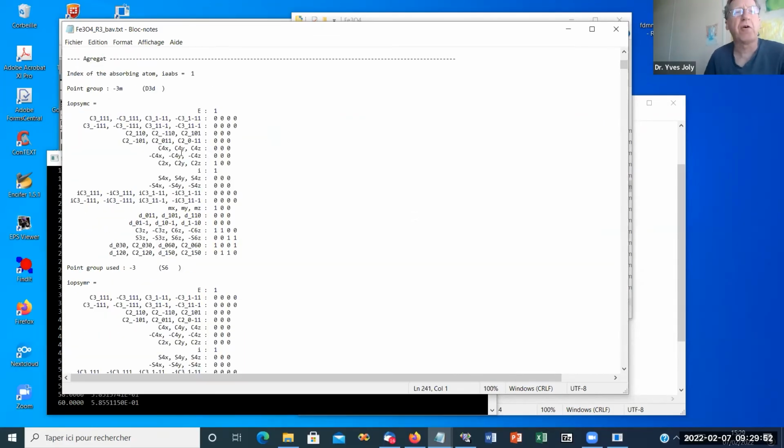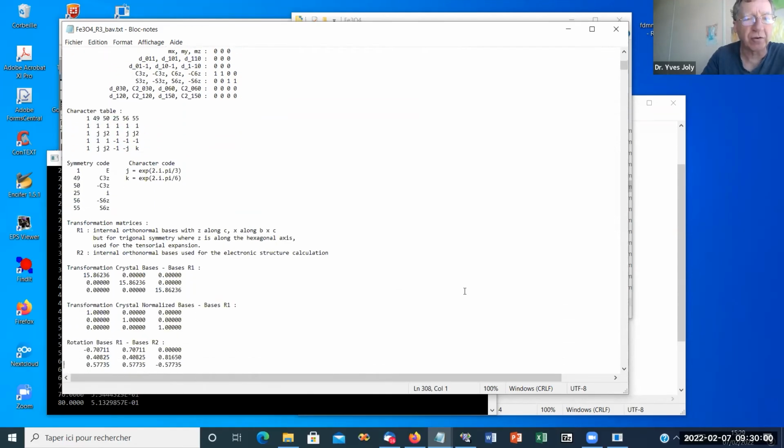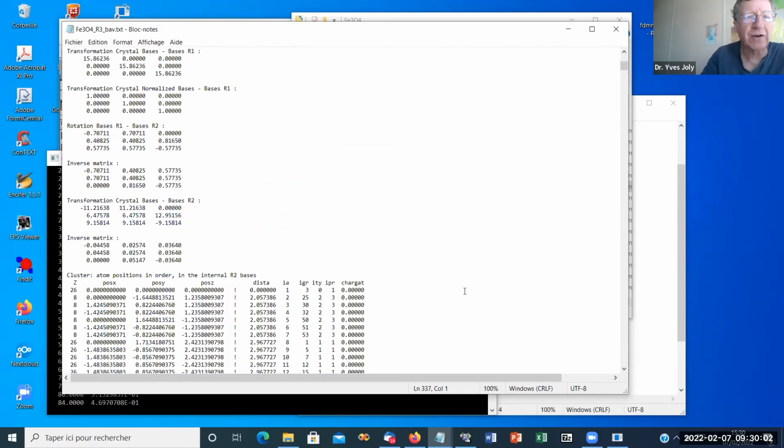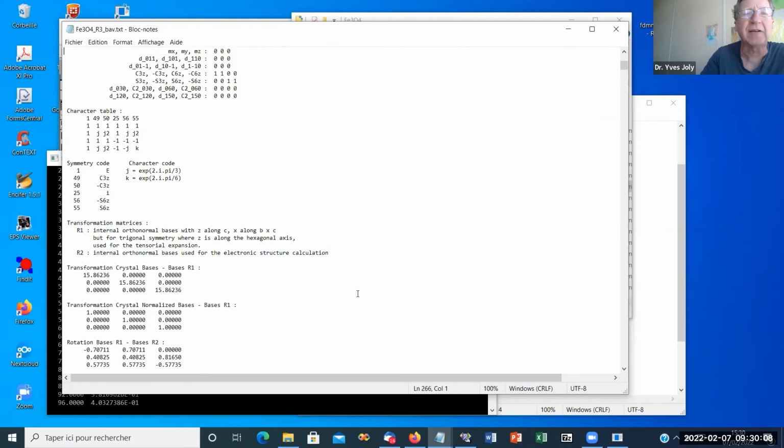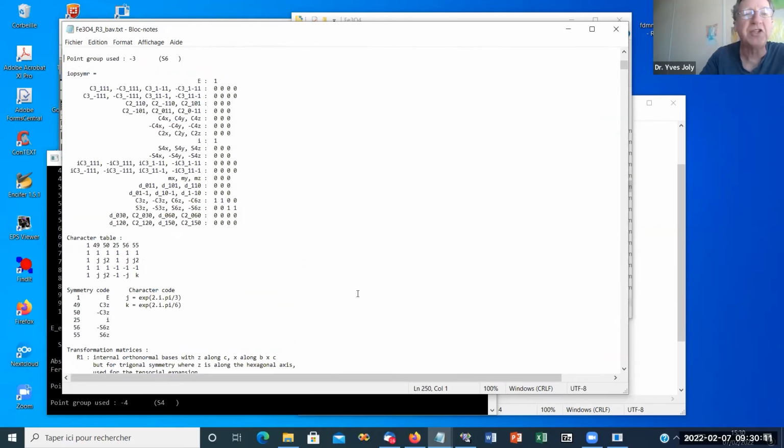In fact, you look for the word agrégat, which means cluster in French, but it's also written cluster a bit later. So if you look for cluster, you can find the word cluster here. This part is very important because when you make a mistake in the data file, in the atom position, it's very often here that you can check.